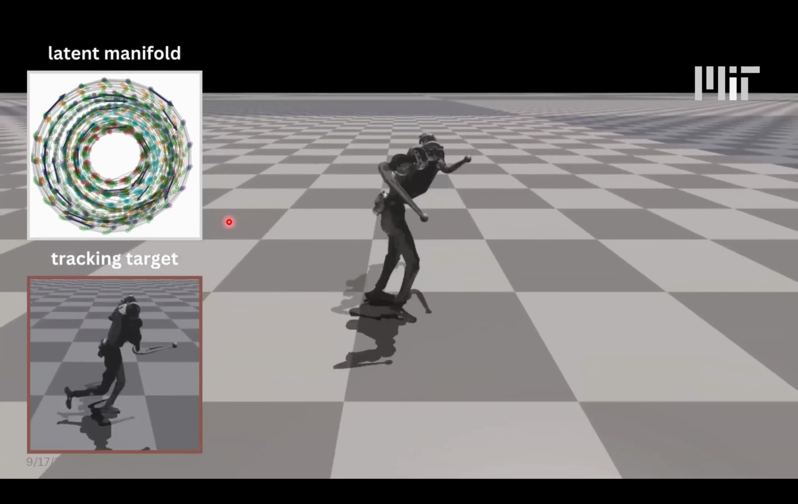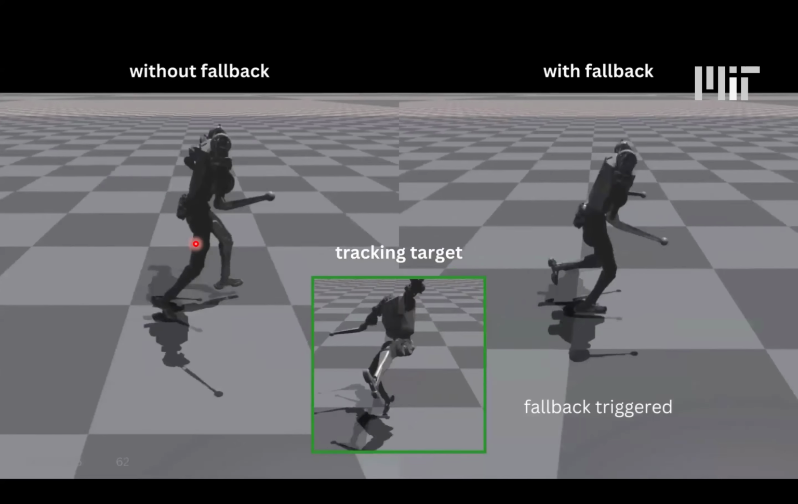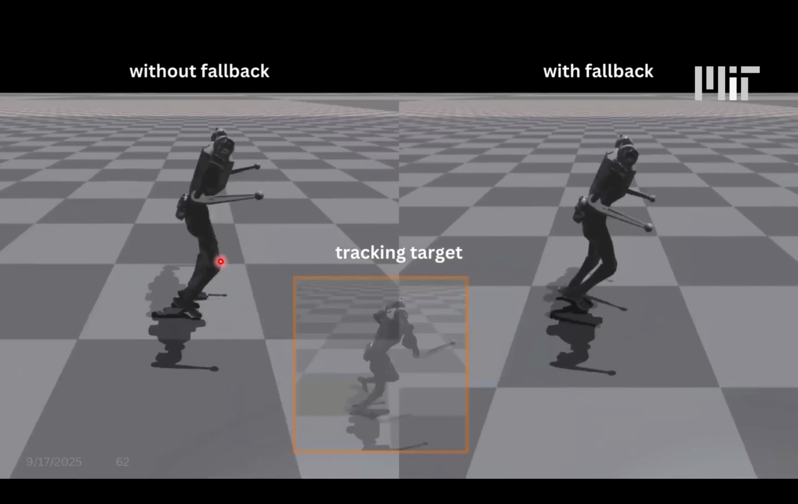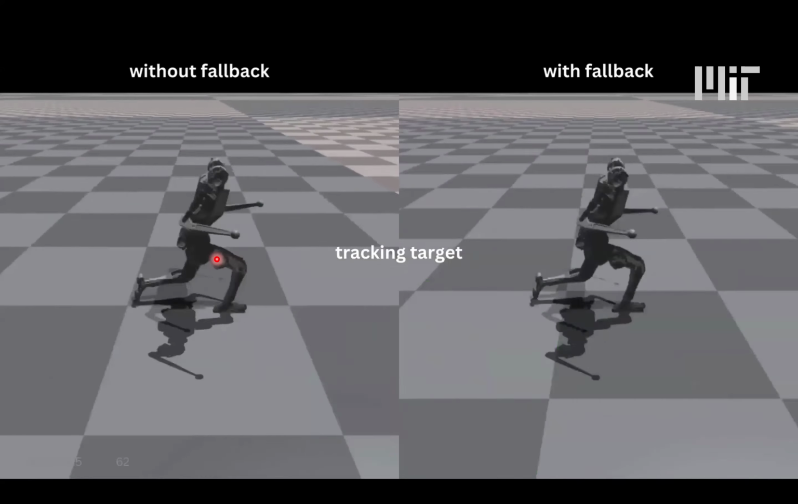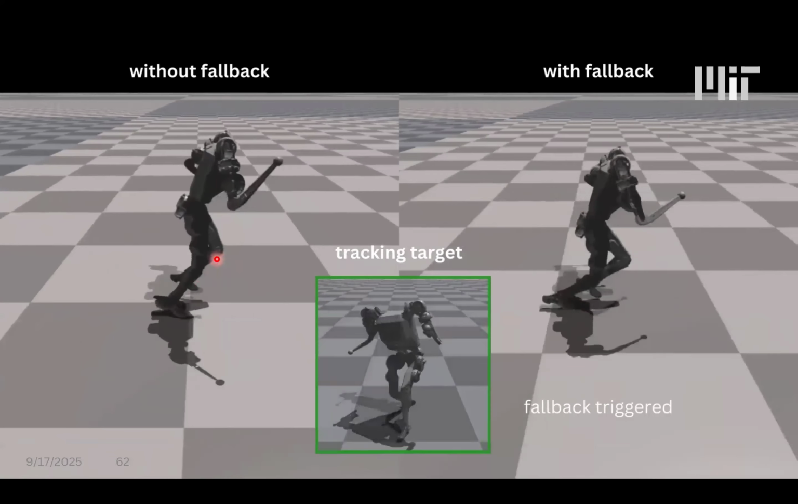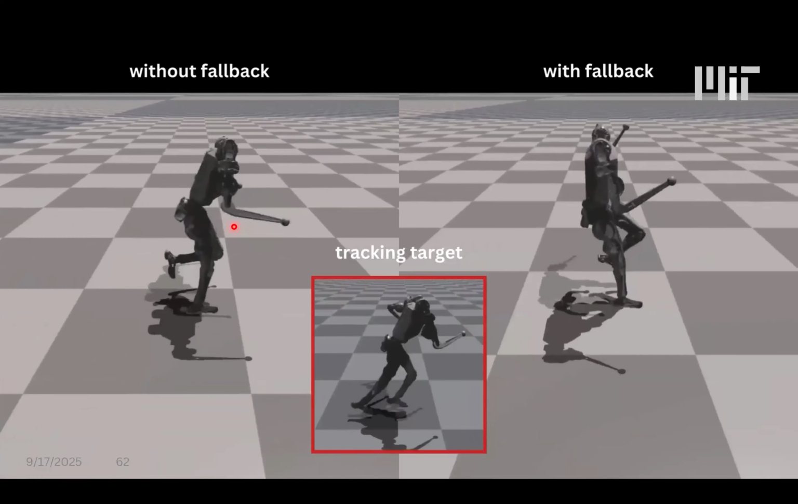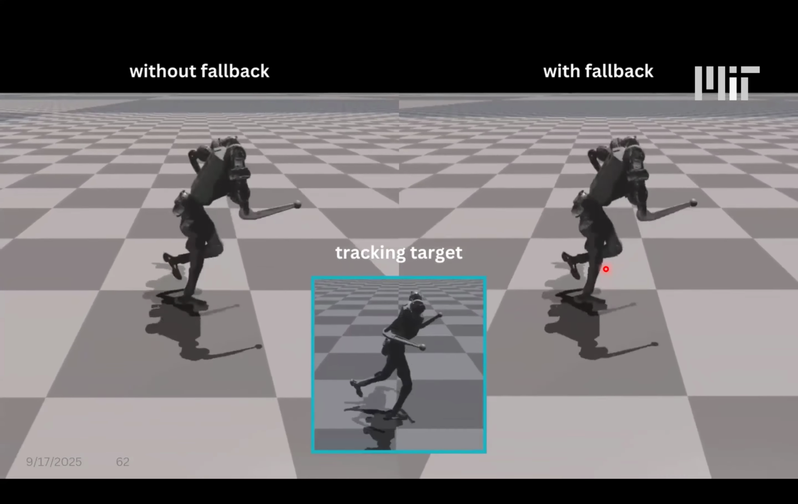If we want to compare with and without our fallback mechanism, here you can see it's already stomping if this motion is not in our training dataset. So basically, on the left side is tracking every motion that the user provides. On the right side is being smart and using this filter of motions.